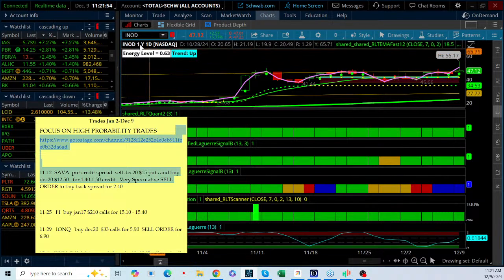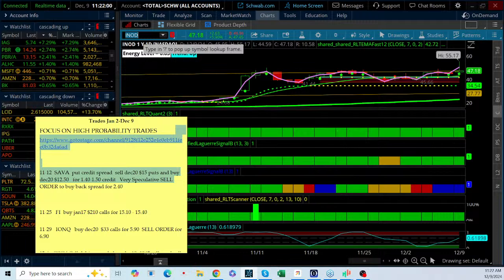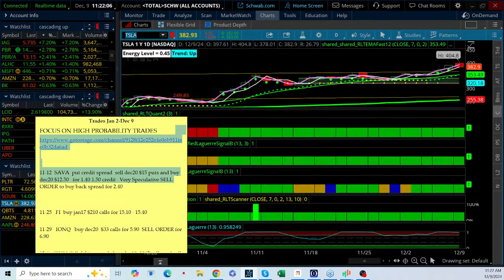And again, I took January calls in this. I gave myself plenty of time, but they're very expensive and the spreads are wide on them. So I'm not gonna post that one. But this one I took, and then I also took Tesla this morning, which was killing me right now.